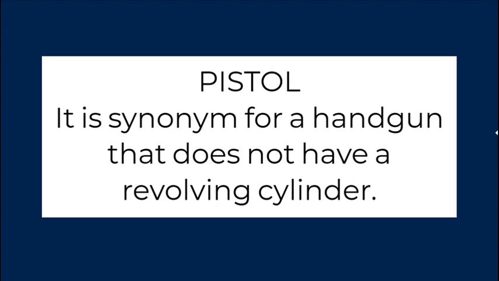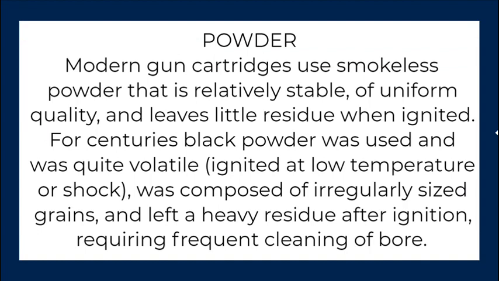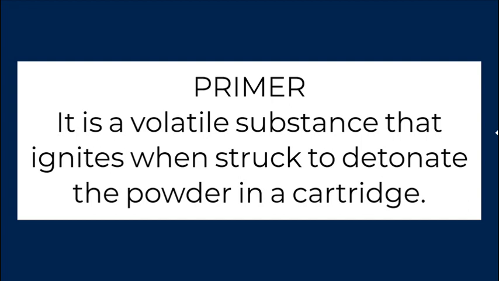22. Pistol. It is a synonym for a handgun that does not have a revolving cylinder. 23. Powder. Modern gun cartridges use smokeless powder that is relatively stable, of uniform quality, and leaves little residue when ignited. For centuries black powder was used and was quite volatile, ignited at low temperature or shock, was composed of irregular size grains, and left a heavy residue after ignition, requiring frequent cleaning of the bore.